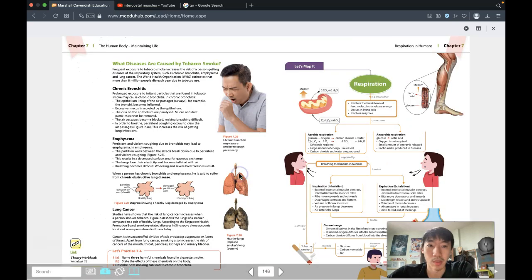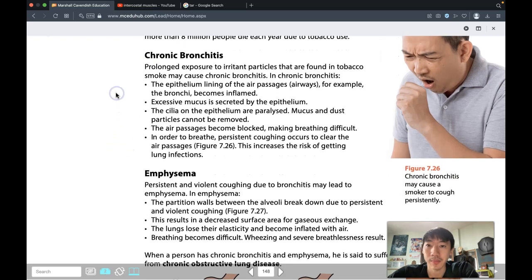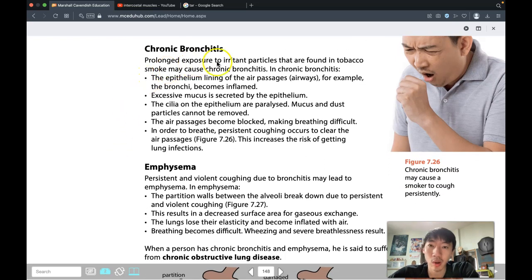Okay, so let's talk about these two diseases. Frequent exposure to tobacco smoke increases the risk of a person getting diseases of the respiratory system, such as chronic bronchitis, emphysema, and lung cancer. Okay, three diseases. Now, chronic bronchitis is due to a prolonged exposure to irritant particles that are found in tobacco smoke. The word chronic means it's always happening, or it's forever there. That's the meaning of chronic. Bronchitis comes from the word bronchioles. Remember the word bronchioles? So it's something to do with your bronchioles.